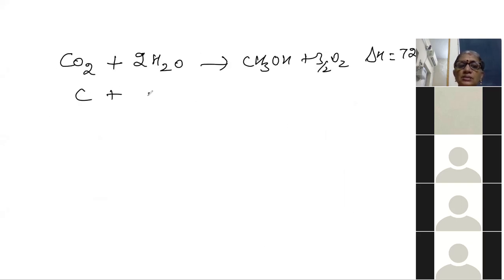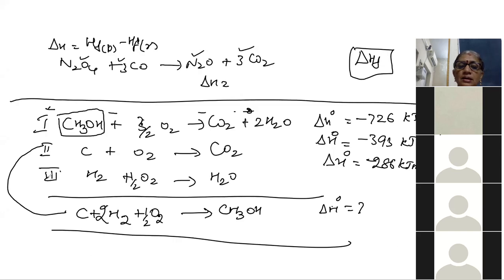So C plus O2 gives CO2. For that del H value, no change. What is that? Minus 393. Unit I am not writing. Hope you know it is kilojoules per mole. Then what else do we have? Next one, hydrogen.